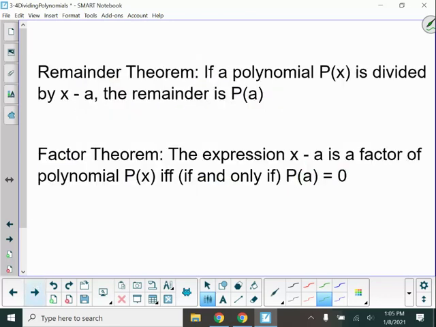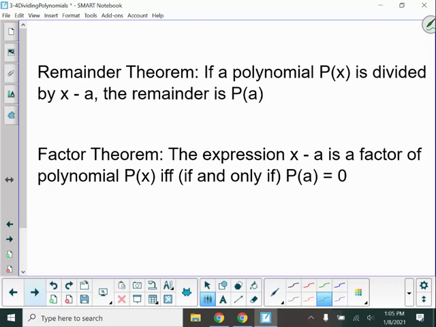So the remainder theorem. If you have a polynomial that's divided by x minus a, the remainder is always going to be p of a. So it's whatever you get when you plug a into the original polynomial. And then we have the factor theorem. So we're going to use both of these in the next couple of examples.